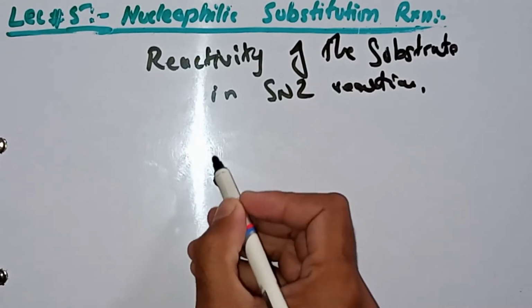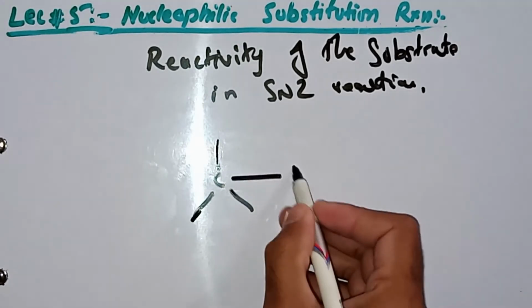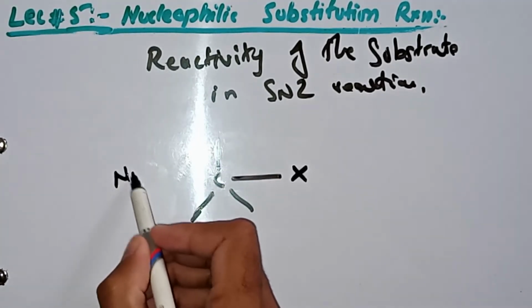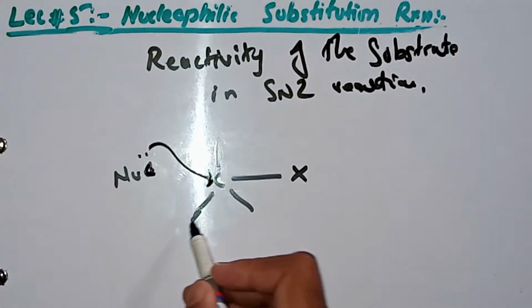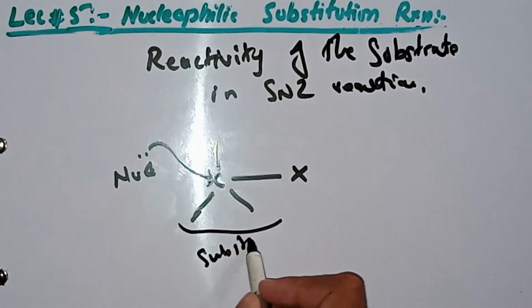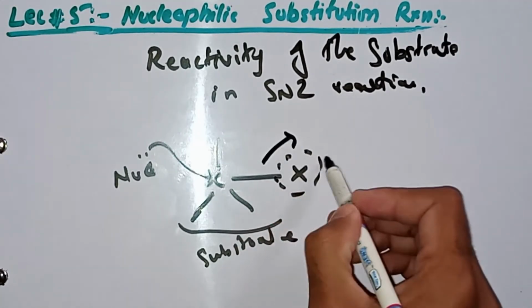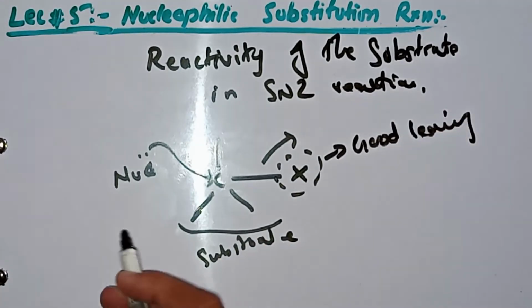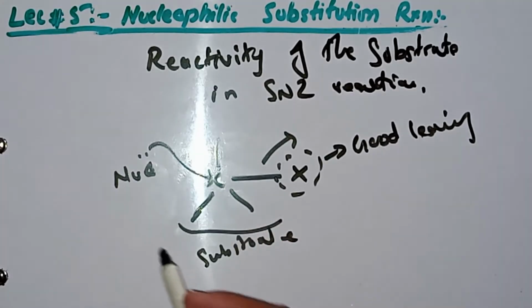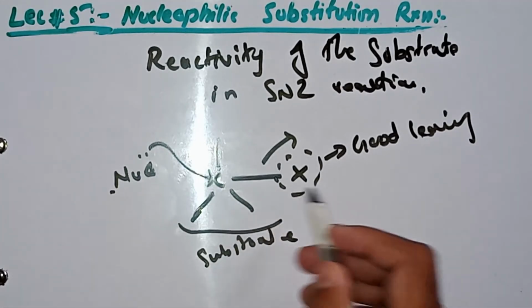This is a substrate. Substrates are those compounds on which the nucleophile attacks. If any nucleophile attacks on this electrophilic carbon, this is the substrate. If there is a good leaving group attached to the substrate, then the SN2 reaction will proceed very rapidly, because as the nucleophile attacks this carbon, the leaving group directly leaves.